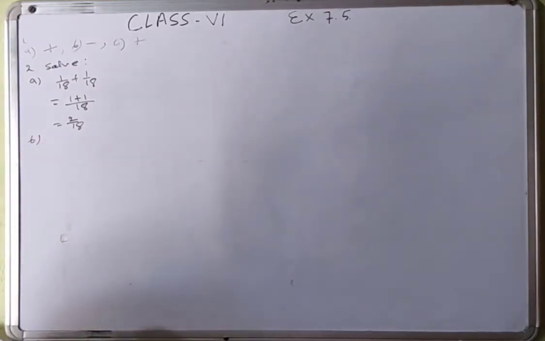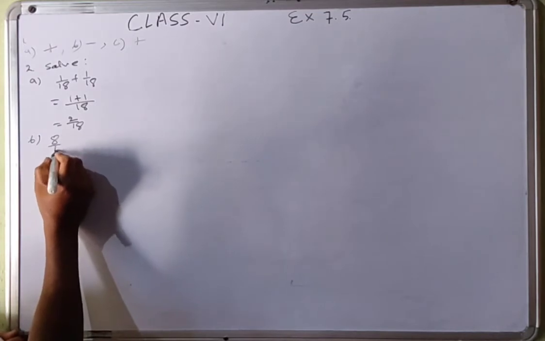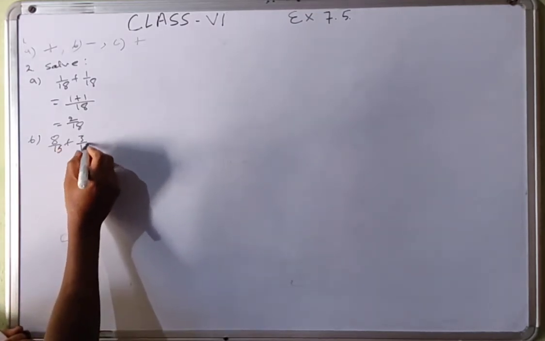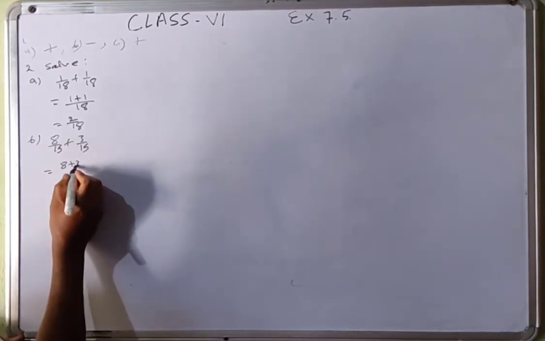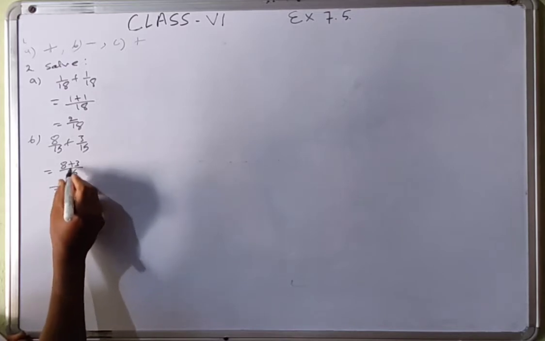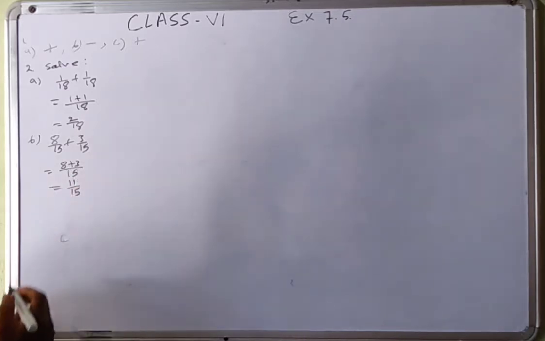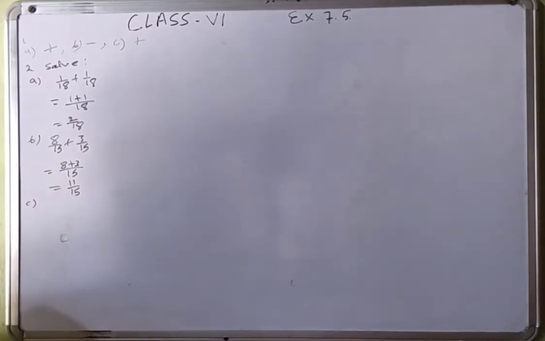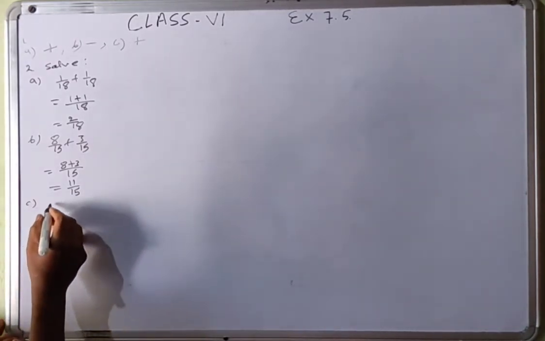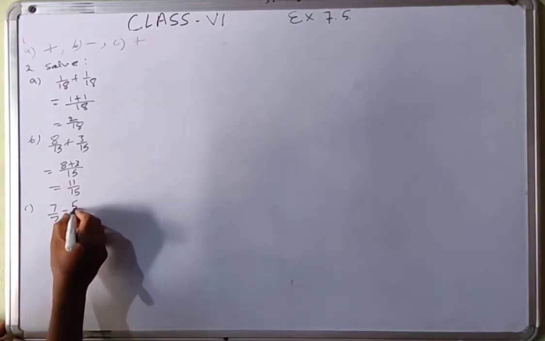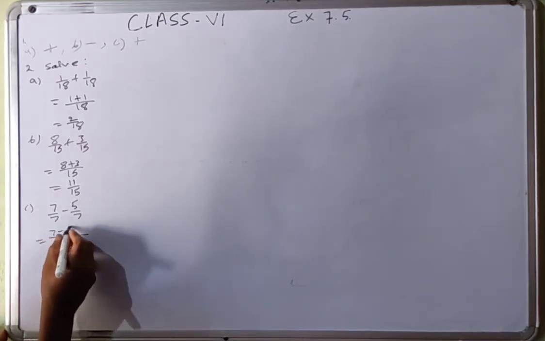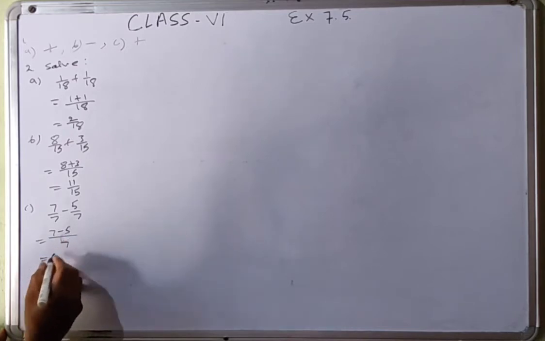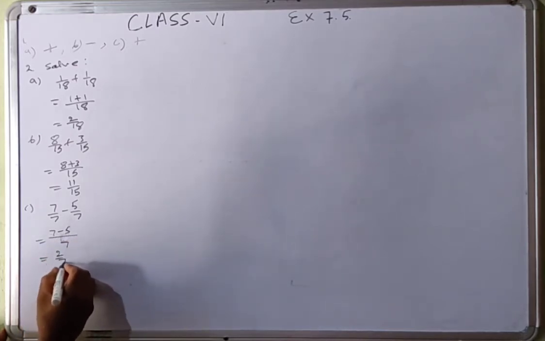B part, 8 upon 15 plus 3 upon 15 is equal to, same denominator. So 8 plus 3, that will be 11 upon 15. This is the smallest term. C. 7 upon 7, sorry, 7 upon 7 minus 5 upon 7. So that will be, 7 is the same. So 7 minus 5, 7 less 5 is 2 upon 7.